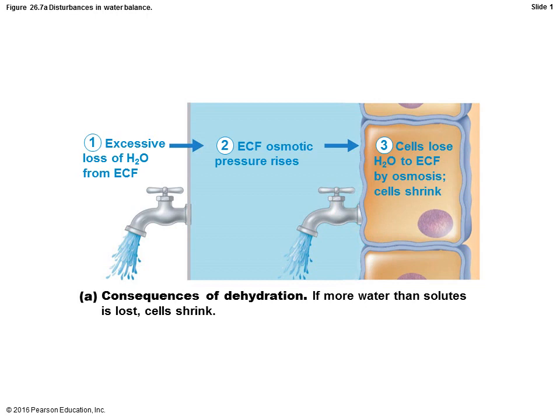Often what is happening during dehydration is this excessive loss of water from the extracellular fluid. That's going to trigger an increase in osmotic pressure. As the osmotic pressure in the extracellular fluid increases, cells tend to lose water. It flows from the cell into the extracellular fluid, trying to replenish it, and the result is the cells start to shrink.